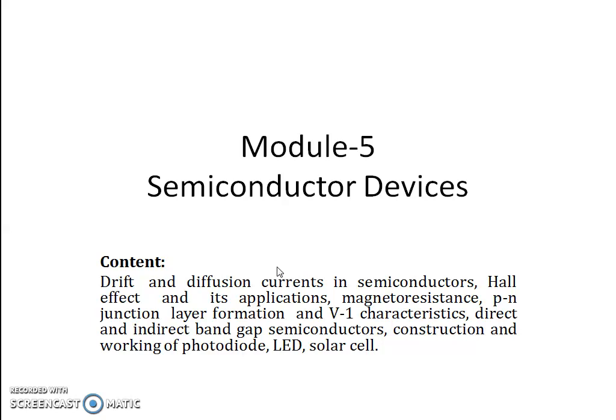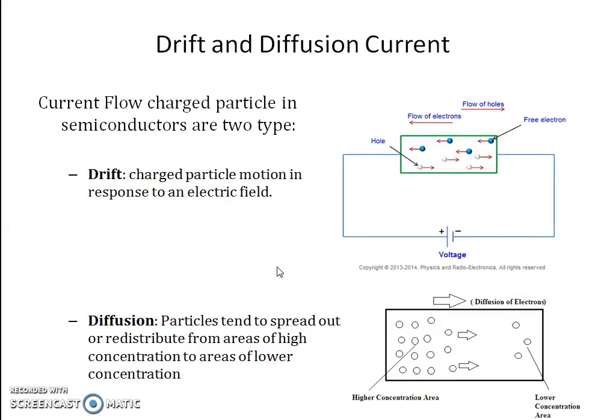Now the first thing is drift and diffusion current. As you know, current is the flow of charged particles. In semiconductors, two types of flow are possible. One is called drift current. Drift is when you apply an external force, that is, an external potential difference or electric field, and charge carriers flow under the influence of this external field. Electrons will flow exactly opposite, whereas holes will flow in the direction of the applied field. This kind of flow gives rise to current, known as drift current.